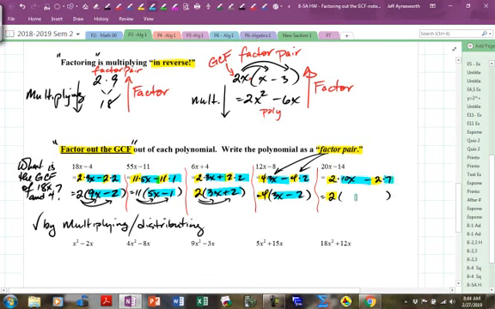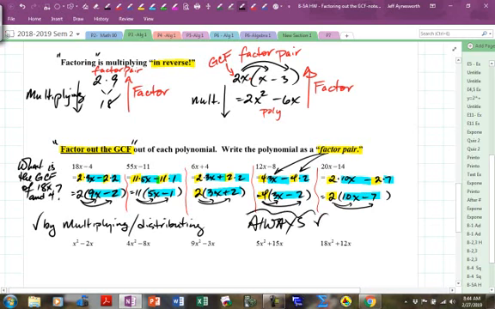All right, so we got 10x minus 7 right here. 2 times 10x is 20x, and 2 times negative 7 is negative 14. So you always check by distributing. Always check. All right, that's a check mark.